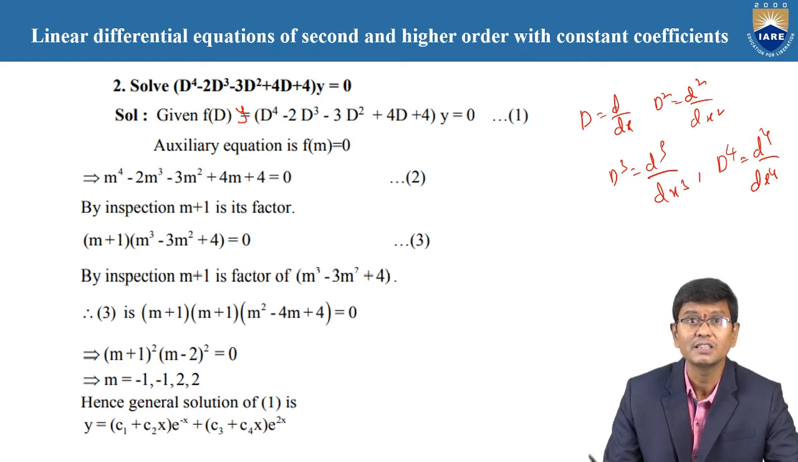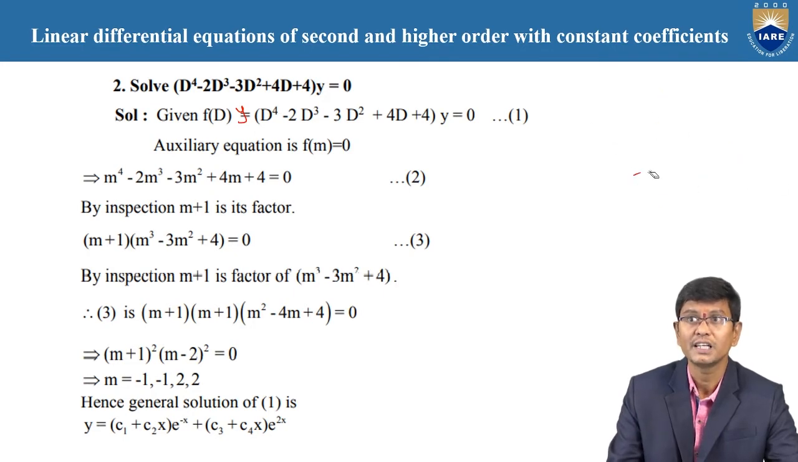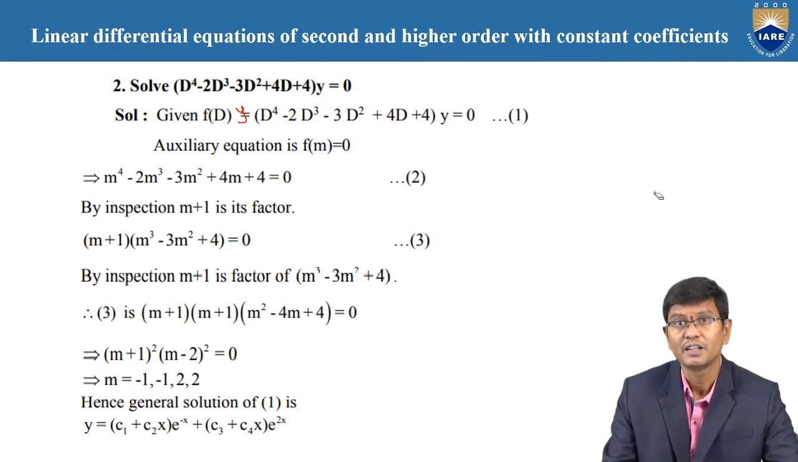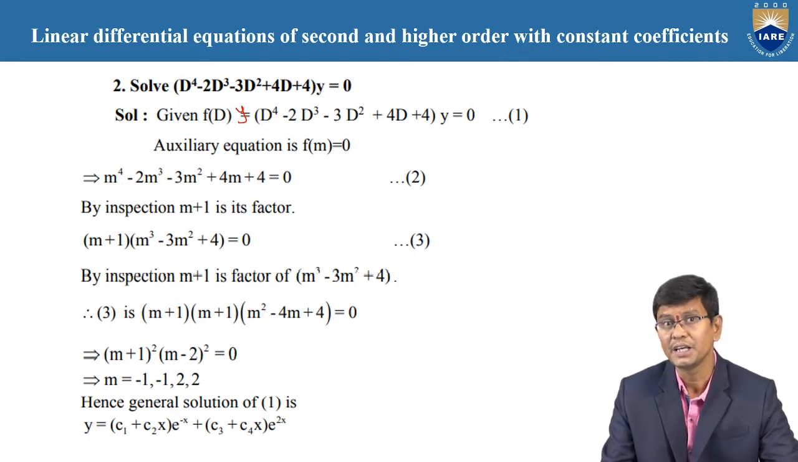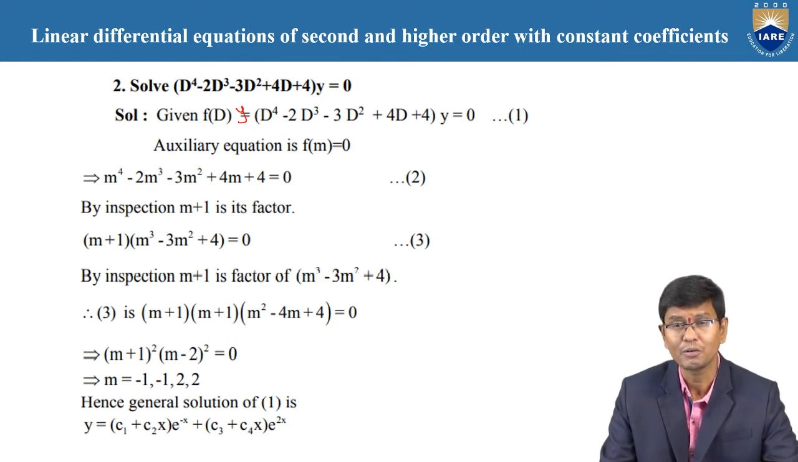The auxiliary equation is obtained by replacing D with m. Therefore the auxiliary equation is m^4 - 2m^3 - 3m^2 + 4m + 4 = 0. Once again, observing here, the order is 4. Therefore, by solving that equation, we get 4 roots.